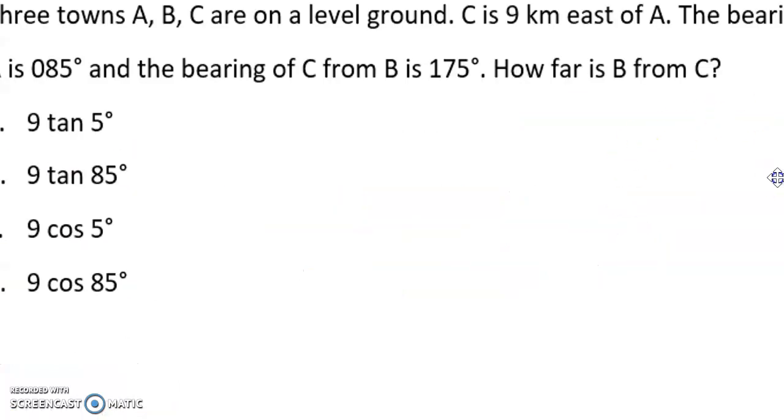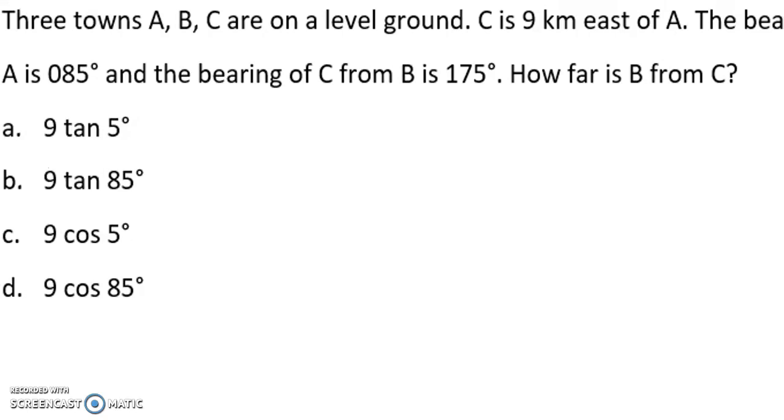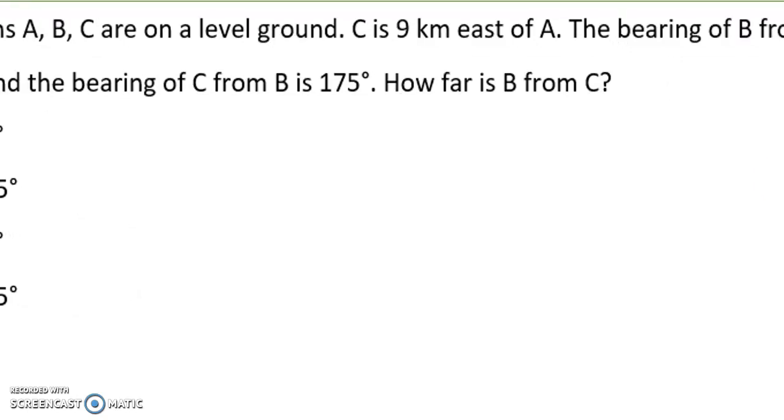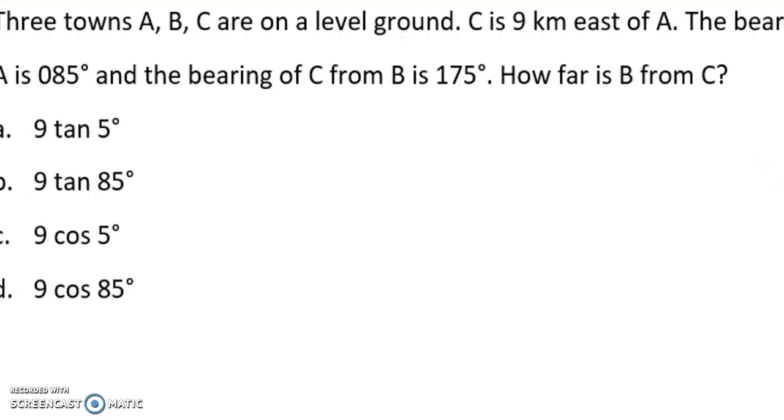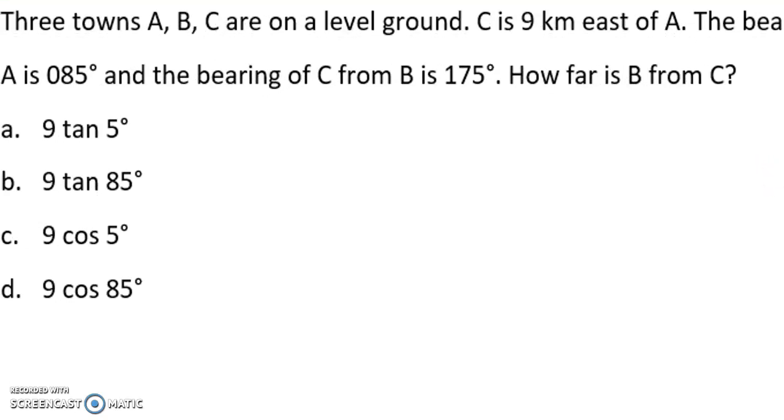This question: 3 towns A, B, C are on a level ground. C is 9 kilometers east of A. The bearing of B from A is 85 degrees. And the bearing of C from B is 175 degrees. How far is B from C?